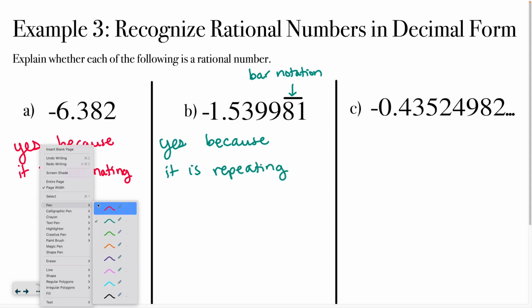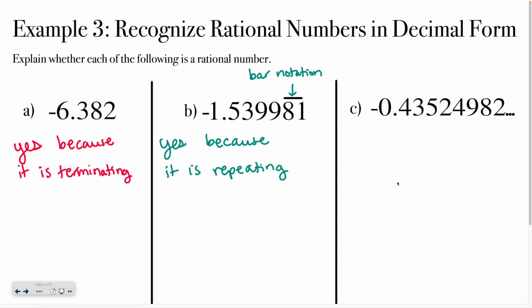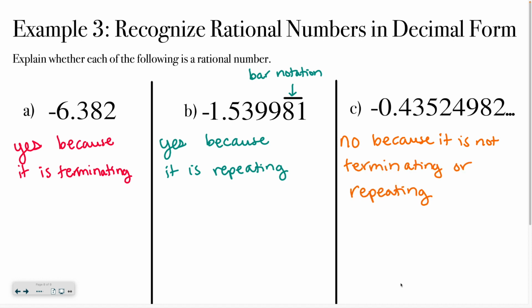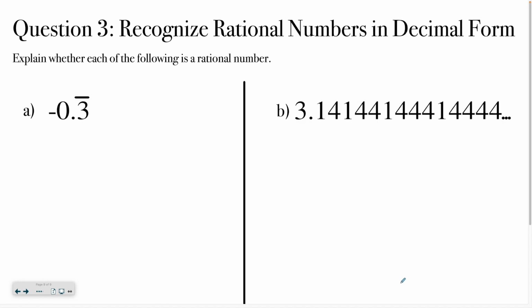And then our last one, we have negative 0.43524982. And then we have those 3 dots telling us that it's going to continue on forever. And I don't see any bar notation. So that tells me that it's not repeating. So I would say no, this is not rational because it is not terminating or repeating. Okay, so that would be my answer for letter C.